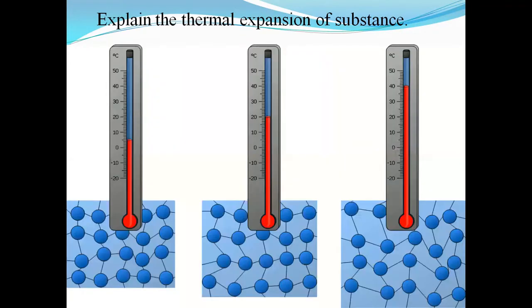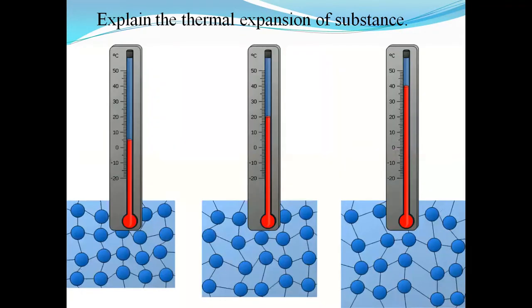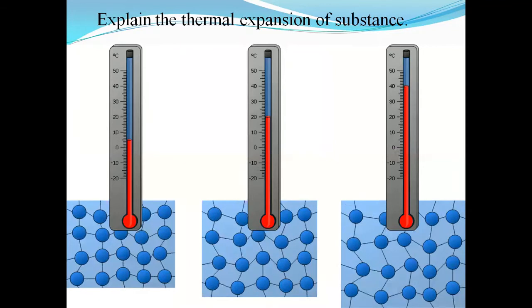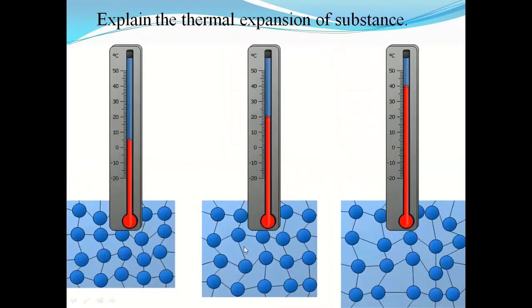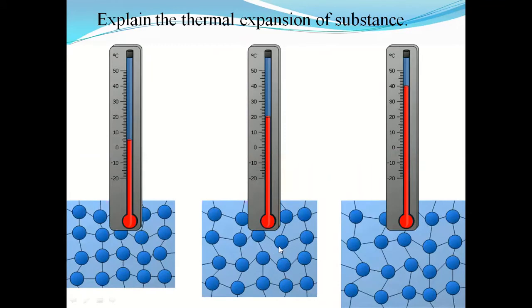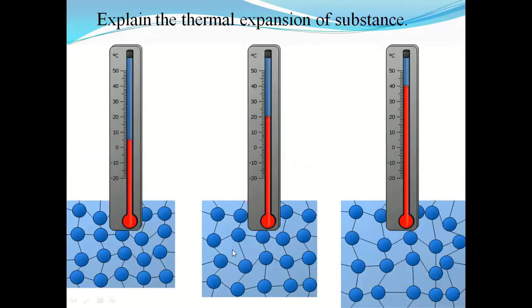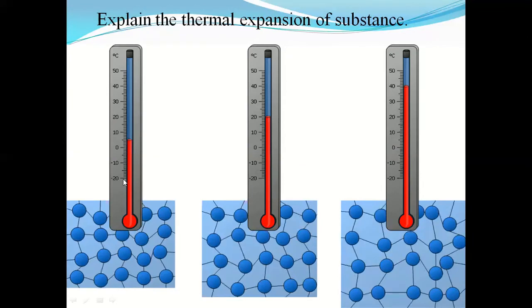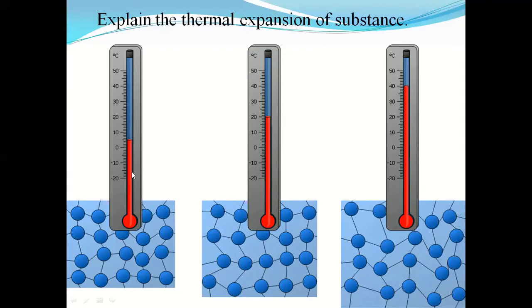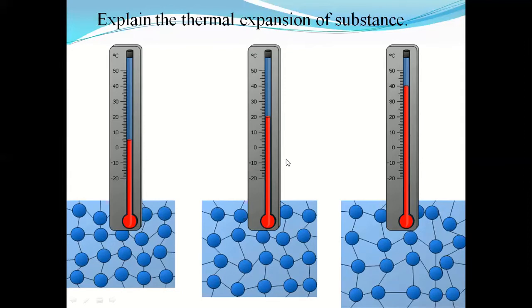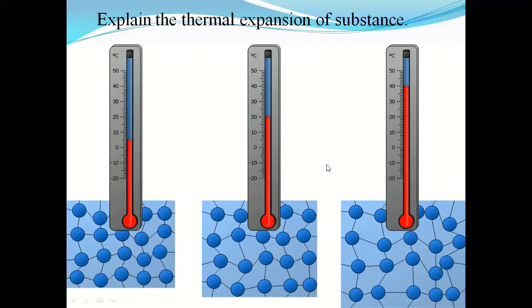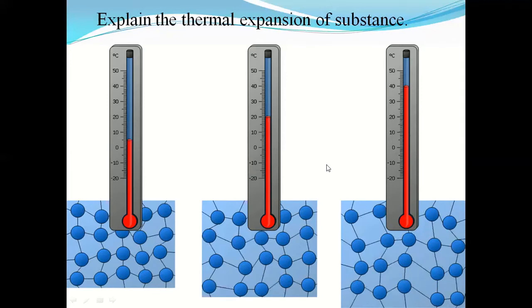And this is another example. If you check the temperature of a substance, there is a cold substance and a normal temperature substance, then there is a warm substance compared to this temperature, and there is a hot substance compared to the others. If you check the temperature of the three substances, the temperature must be low, then high, then even higher than this. So from this you must gain more idea about thermal expansion of substance.